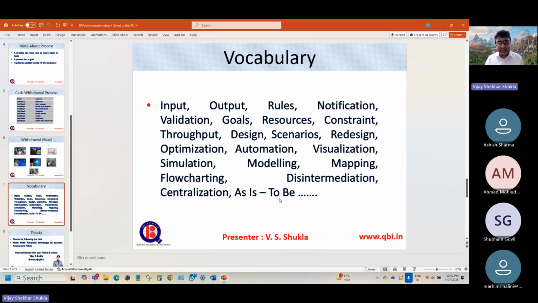Processes can be visualized or modeled. Processes can be simulated. So simulation is basically simulating the same process via a computer program. Mapping and flow charting. Then there are concepts like disintermediation, centralization, as is and to be, etc. We will be learning these concepts right away.